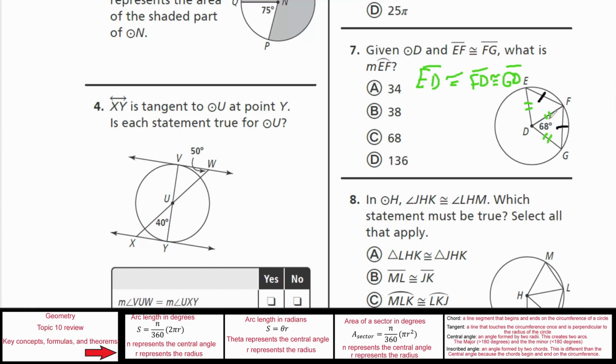Now I can look at these two triangles and see if that helps me at all. Here, DF is going to be congruent to DF in both triangles. Here, DG and DE are congruent. And it was given that EF and FG are congruent. So these are congruent triangles by side, side, side. If the triangles are congruent, their angles are congruent. Since this is 68 degrees, this is 68 degrees.